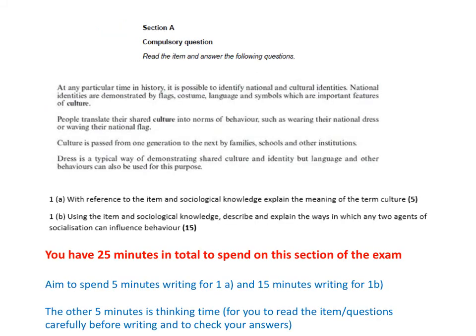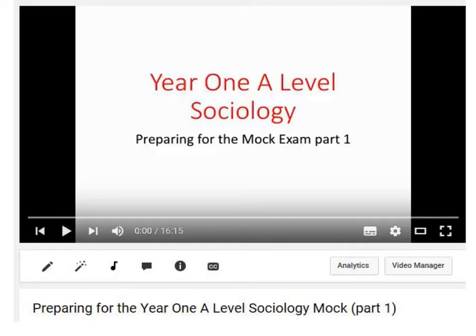So the first section of the paper, section A, will be laid out like this. You'll be given a short bit of text to read, that's called the item, and then you've got 2 questions. You've got a 5-mark question and a 15-mark question, and I recommend that you spend 25 minutes on this section of the paper altogether.